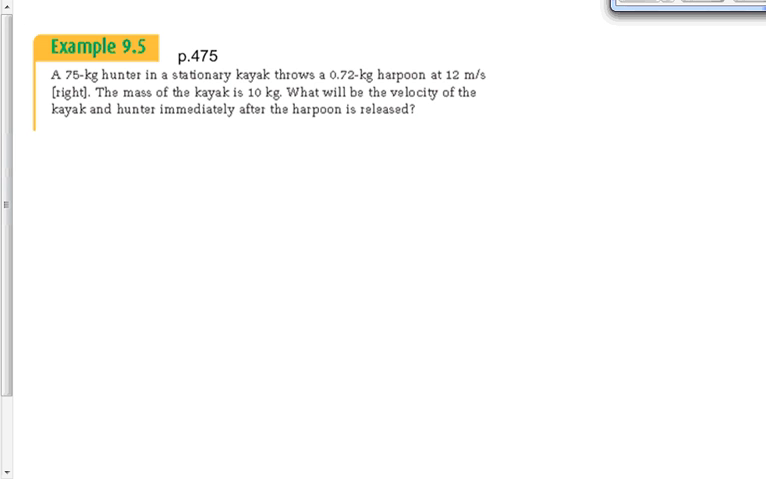Let's take a look at our last example for this topic on page 475, 9.5. It says, a 75 kilogram hunter in a stationary kayak. So you've got to picture this now. Okay, everybody picturing it in their mind right now? Visualizing it? There's a hunter in a kayak.